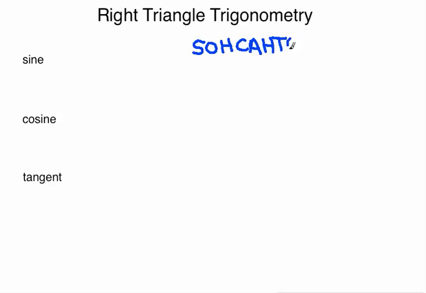SOHCAHTOA. This is a memory device to help you remember the relationships within a triangle of each of these functions on this side over here. So this part right here tells you about the sine function.